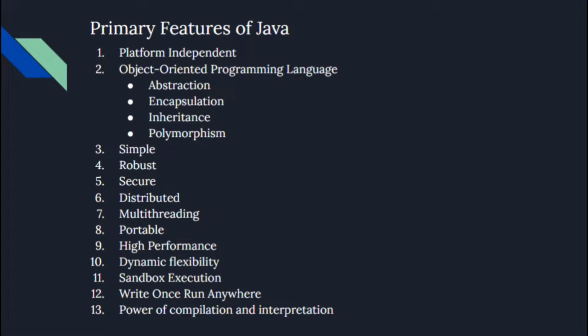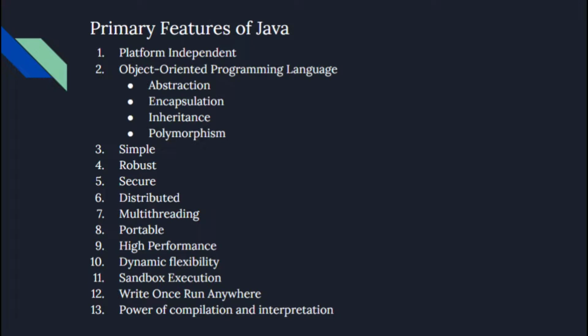Number 2. Java is an object-oriented programming language. Organizing the program in terms of a collection of objects is a way of object-oriented programming, each of which represents an instance of a class. The 4 main concepts of object-oriented programming are abstraction, encapsulation, inheritance, and polymorphism. We will talk about abstraction, encapsulation, inheritance, and polymorphism later.